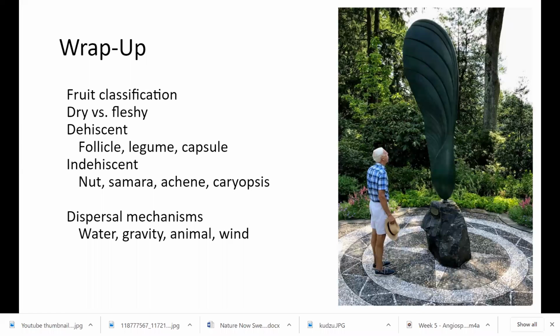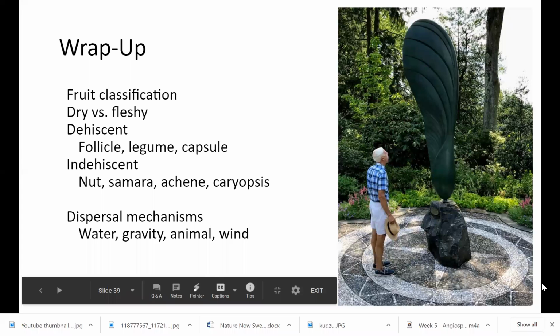But we talked about different types of fruits. And in this case, dry versus fleshy fruits. Today's focus was on dry fruits, which can either be dehiscent and split open at maturity, or indehiscent, where it does not split open at maturity, and different types of fruits within each of those categories. And then finally, we wrapped up with dispersal mechanisms for fruits, which can include water, gravity, animal dispersing, and wind. So that's all we have for fruit types and dry fruit types for today.